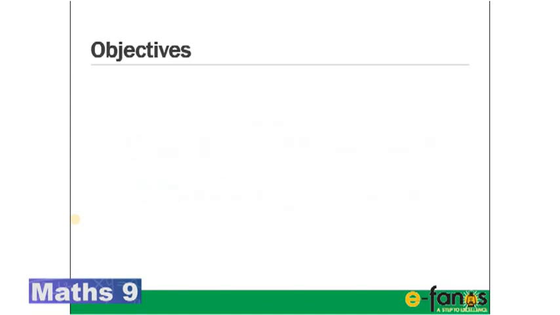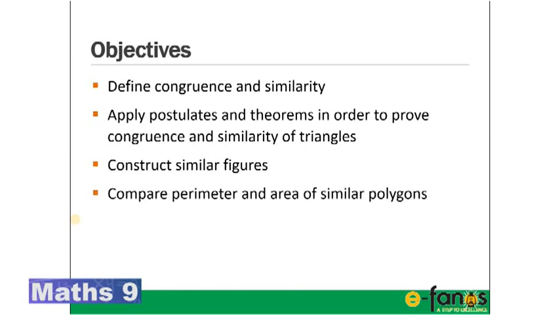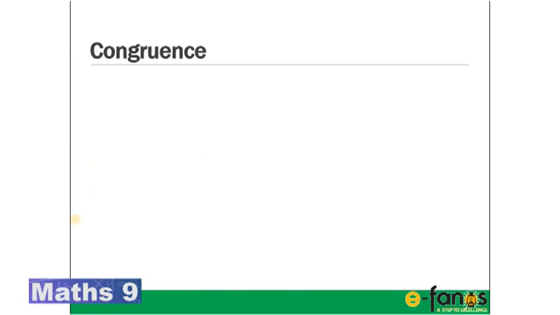The objectives for this module are to define congruence and similarity, to apply postulates and theorems in order to prove congruence and similarity of triangles, to construct similar figures, and to compare perimeter and area of similar polygons.